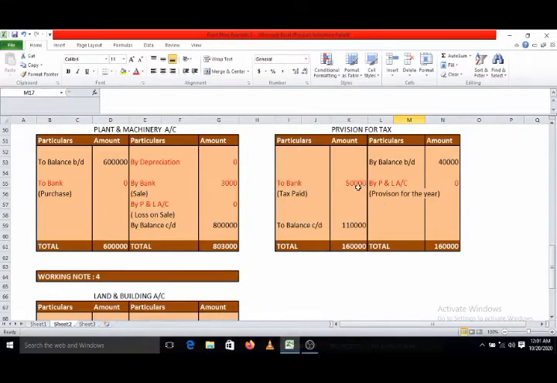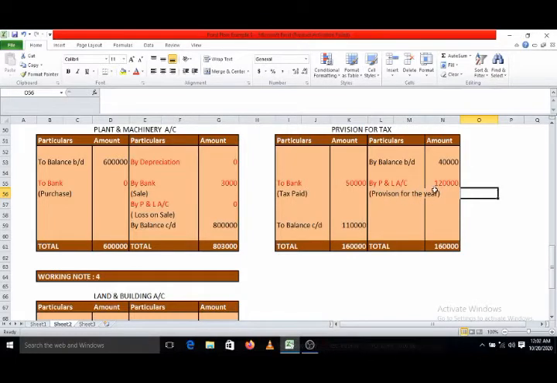Check out the first year 50,000, second year debit side, bank 50,000, closing balance 1,10,000, total 1,60,000. If I write over here, is it matched? No, there is a difference of rupees 1,60,000 minus 40,000. So the difference is rupees 1,20,000. And what is that? That is provision for the year. During the year 18-19, provision on account of income tax is made by rupees 1,20,000. So this is provision for the year.